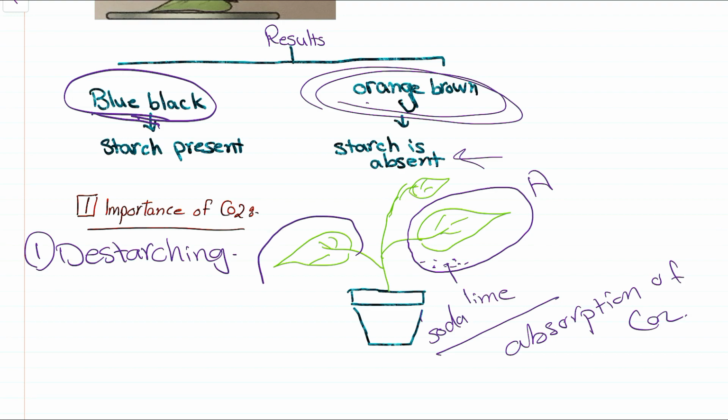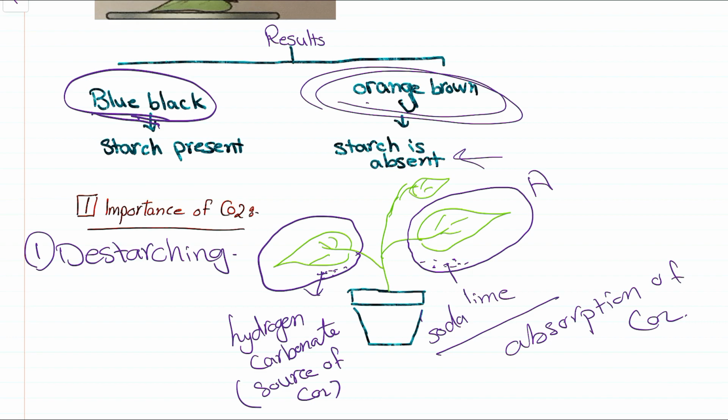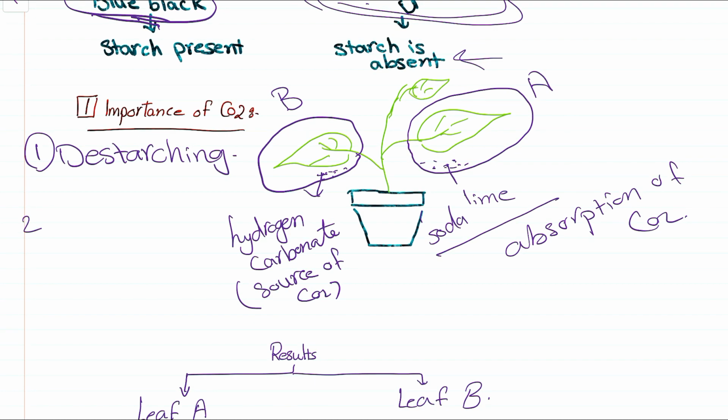Take another leaf covered with a plastic bag and add hydrogen carbonate. Why? Source of carbon dioxide. So leaf B with carbon dioxide. So you have two leaves, one with carbon dioxide and the other without. And by the way, the whole plant without starch at all. So take this plant and add it under suitable condition for the photosynthesis.